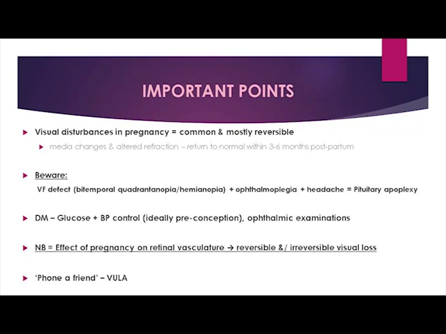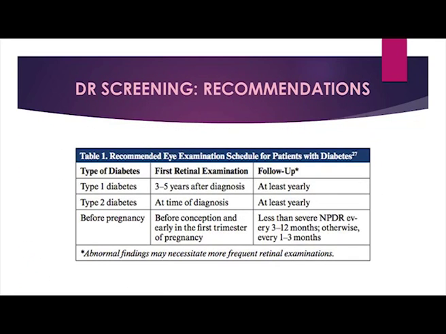So just the screening guidelines before pregnancy: this is for a diabetic with pre-existing diabetes. You ideally want to see them before they're pregnant to see what level of retinopathy they have, or early in the first trimester. Once you've seen them in the first trimester, your follow-up is going to depend on what you see at that point. If they have no retinopathy, the chance of them developing any is rare, but the ones who have significant retinopathy are the ones at risk of developing sight-threatening progression.